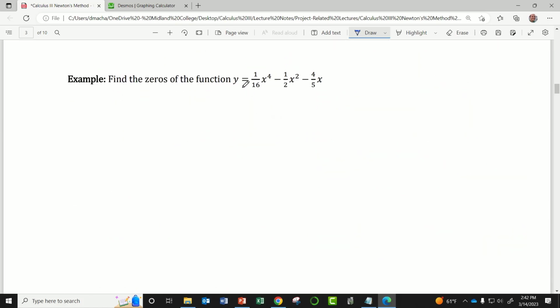Anyways, that's how you find Newton's method. Now let's work some examples. Suppose we wanted to find the zeros of this function right here.